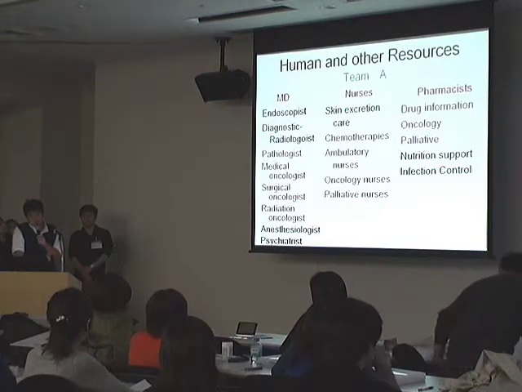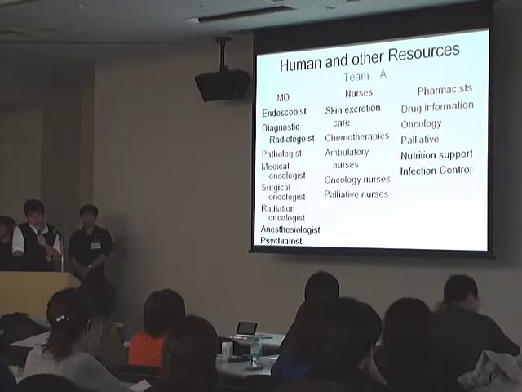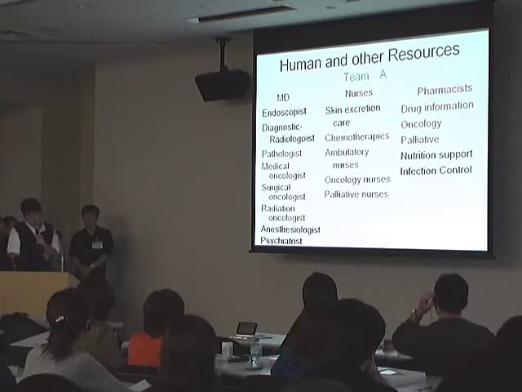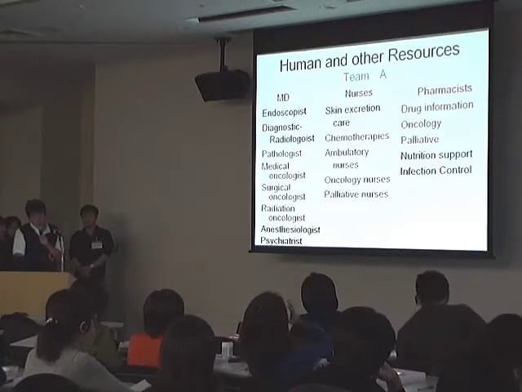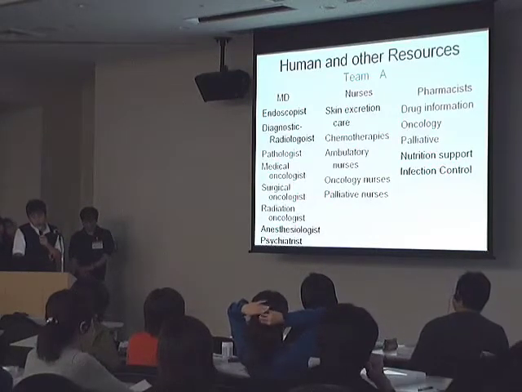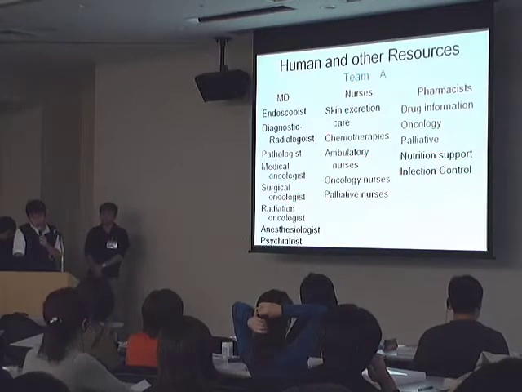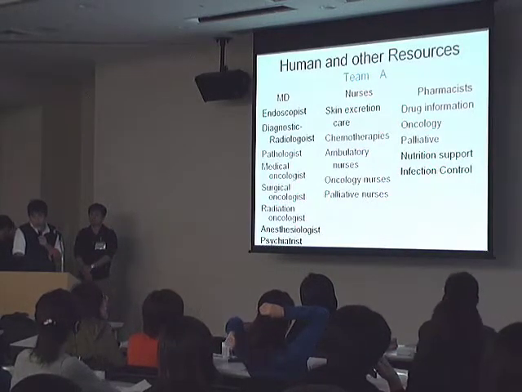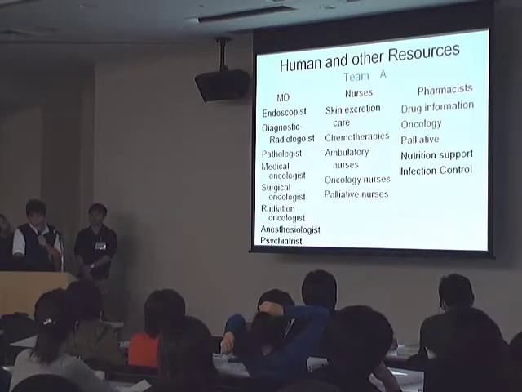Human and other resources. Our team involves a pathologist, medical oncologist, surgical oncologist, and radiation oncologist. And nurses have many specialties: chemotherapies, ambulatory nurses, oncology nurses, palliative nurses. Pharmacists also have many kinds of specialties: drug information, oncology, and palliative.